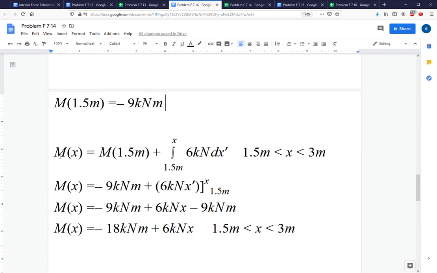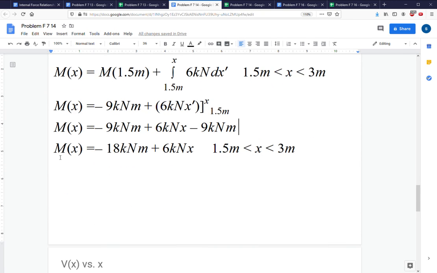We then say that the moment at any point x is equal to the moment at that initial point plus the integral from 1.5 meters to x of our shear function there, which was, again, positive 6 kilonewtons dx. The indefinite integral is 6 kilonewtons x. Plug in our bounds from 1.5 meters to x. Combining like terms, we get that the moment function for this segment of the beam is negative 18 kilonewton meters plus 6 kilonewtons x.